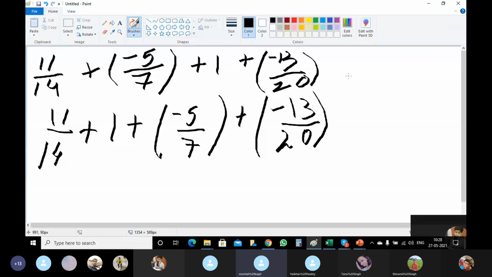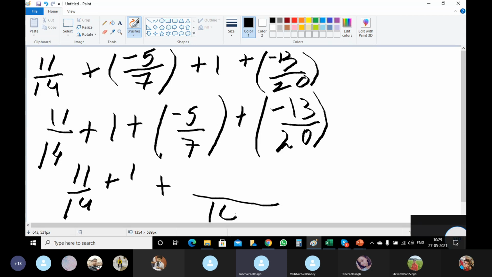LCM of 7 and 20 is how much? Ma'am, 140. So I'm directly writing the answer. 11 by 14 upon 1 plus 140, and here I will get, I'm just giving you a direct one, minus 100, and here I will be getting minus 91. I've calculated it by the time you were calculating.